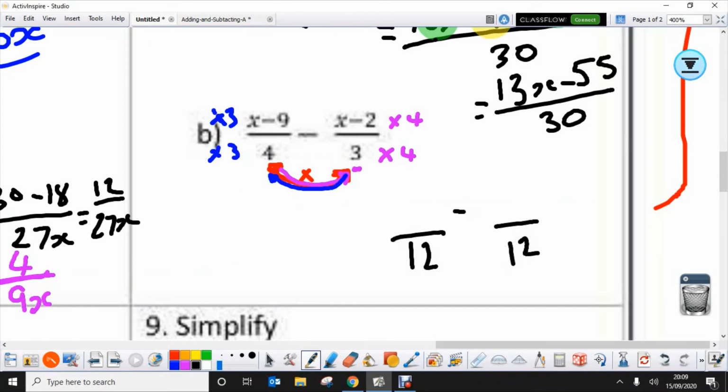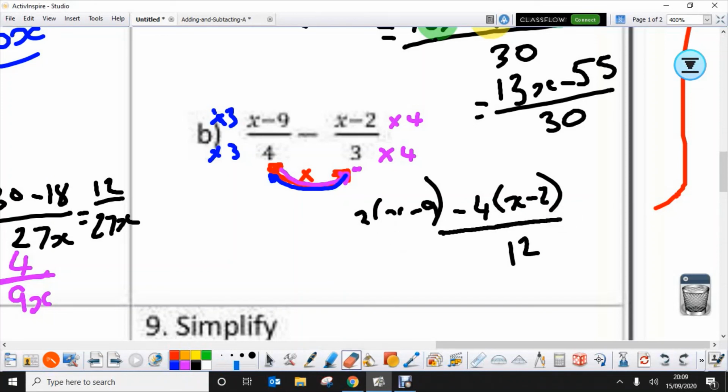On the top, 3 times x minus 9, and then 4 times x minus 2. So that's what I've got. So 3x minus 9. Now if I convert that fraction, I'm going to just put the line straight across. Remember the bottom of my fraction is going to be 12. So get rid of the 12s on the bottom and just write one denominator of 12. Now I've got that.